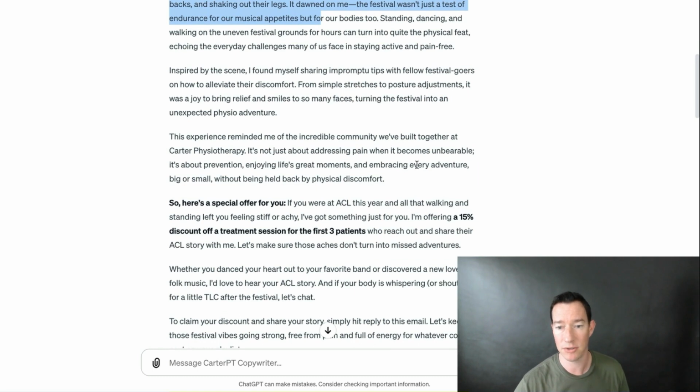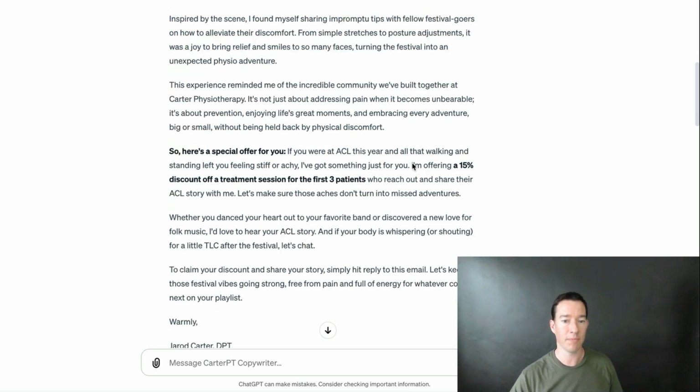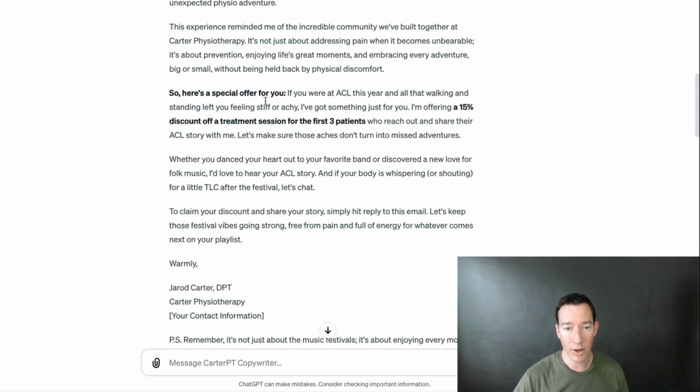It's not just about addressing pain when it becomes unbearable, but enjoying life's great moments and not being held back by physical discomfort. And so, decent up to that point. And this part I really do like. I like that paragraph. And then, here's a special offer for you.